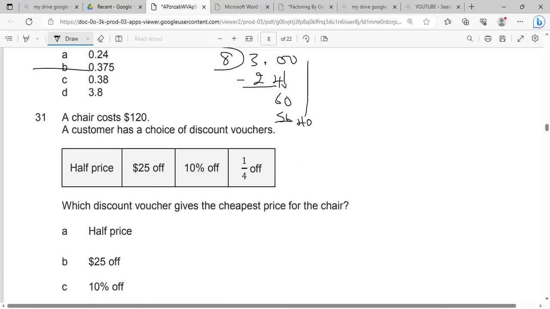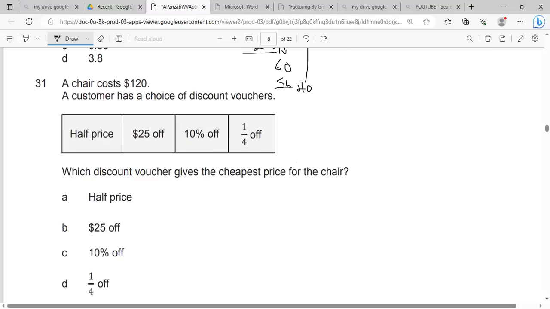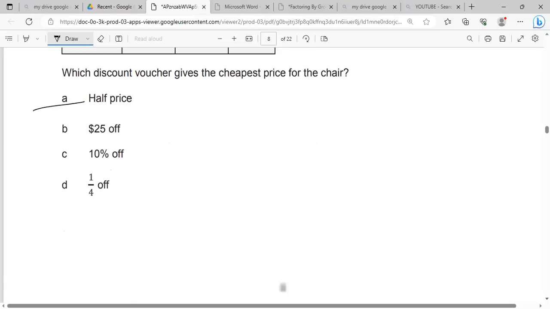A chair costs $120. A customer has a choice of discount voucher: half price or 25% off. Half price is 50%, so that's $60. A quarter of 120 is 30, so 25% off gives 90. Definitely half price.